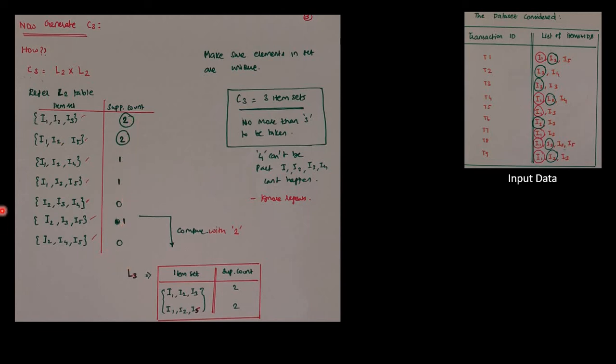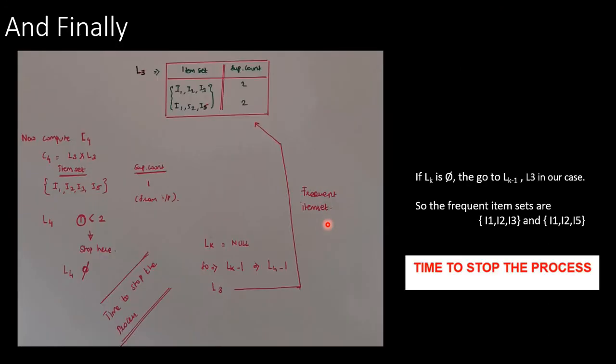Now, what is the input question condition? The question says the minimum support count will be 2. Now I will start comparing with 2. 2 is not lesser than 2. 2 is not lesser than 2. 1 is lesser than 2. 1 is lesser than 2. 0 is lesser. 1 is lesser. 0 is lesser. So I will ignore all these 5 entries and take up I1, I2, I3 and I1, I2, I5 alone, and that becomes L3. So we are ignoring repeats, and we are ignoring 4 item set entries in a 3 item set calculation. All these are very simple and very important for you to understand.